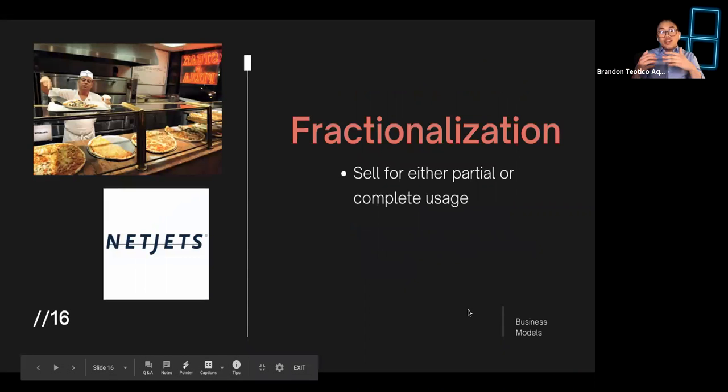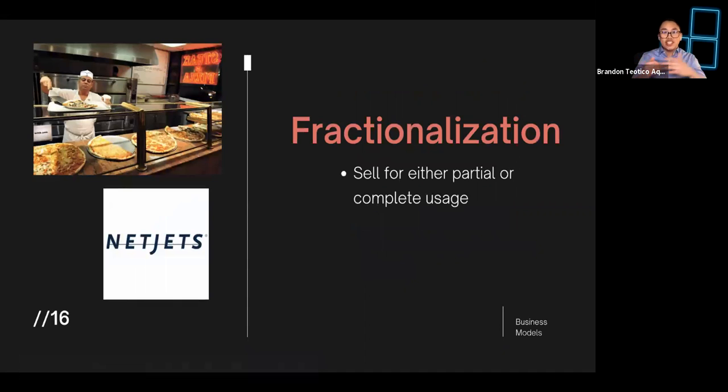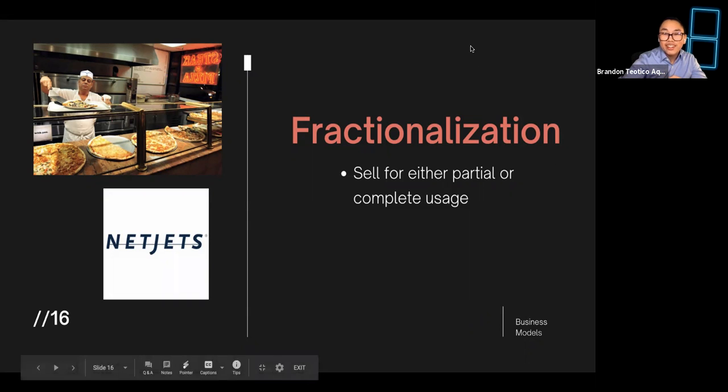And then this next one, this is pretty brief, and that's fractionalization. So in fractionalization, you can either sell items in their complete form, or you can sell for partial usage. So here we have literally the most literal example of fractionalization, which is the pizza shop. So you can either buy the whole pizza, or you can buy slices of a pizza. And then in a much more expensive example, we have NetJets. NetJets is a private aircraft company where you can buy shares in private jets. So if you ever become a millionaire in the future, maybe that's something that might be interesting to you guys.